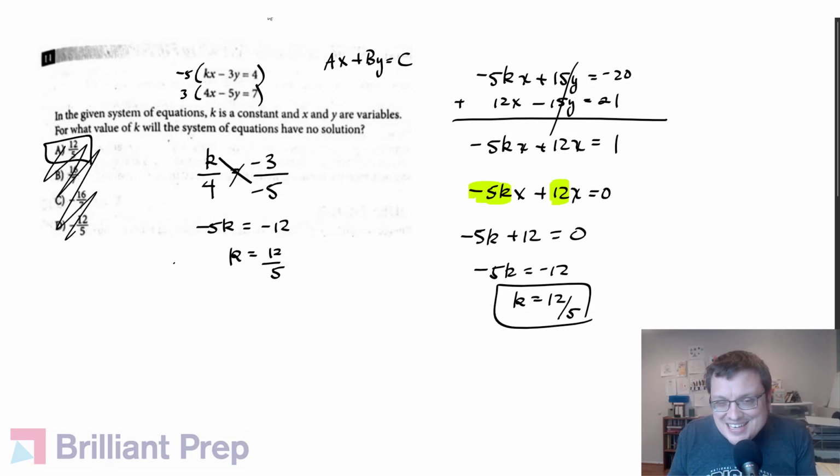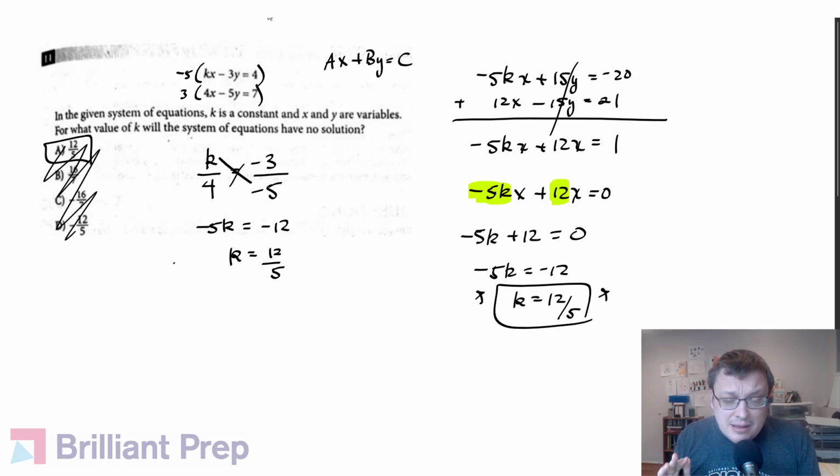So you might begin to see, going back to our shortcut, why the shortcut is working. By setting up this proportion, we're essentially trying to figure out what is the value of k that will make these two lines proportional to each other such that when you add them, they completely cancel. And so this gets us the same answer as well.